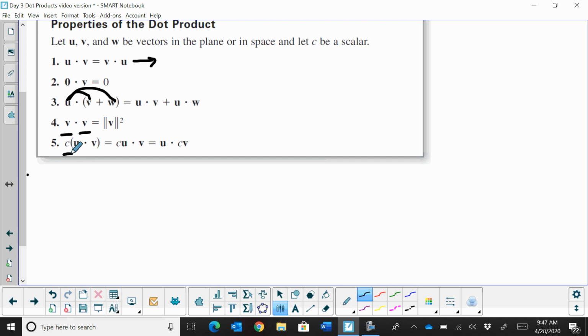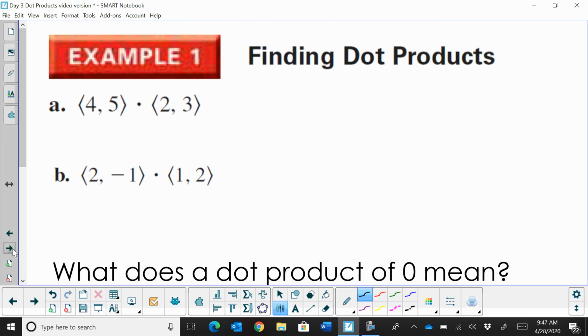property is when you have a constant. So c is a constant, and you're multiplying it times a dot product. That is the same as if you take the constant times either vector. Now, notice we're not multiplying it times both. You can take the dot product first and then multiply by that constant scalar, or you can take the constant scalar times one or the other, but not both. And those are the basic properties.